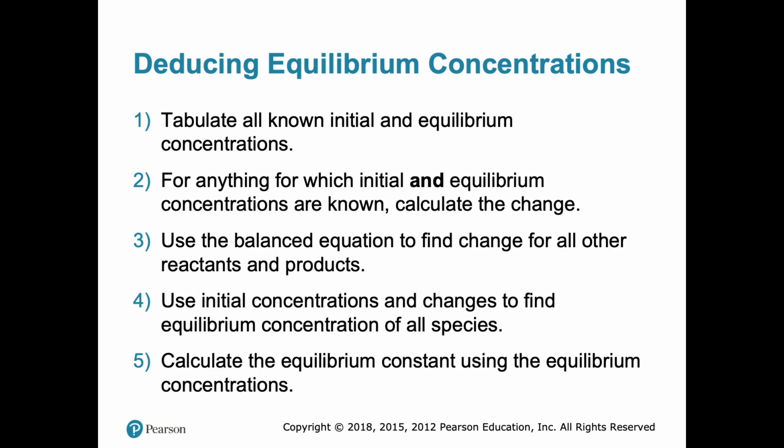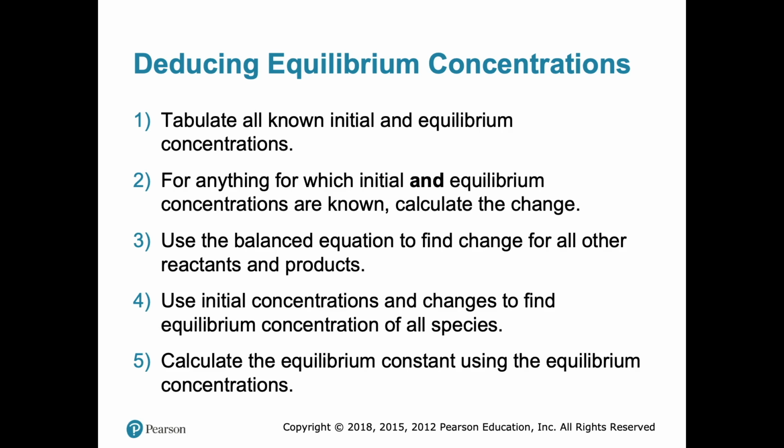After that, for anything for which an initial or an equilibrium concentration is known, you got to calculate the change. That change means how much of the initial concentrations has gone away, and how much of the new stuff has come in, has been made. Then use the initial concentrations and changes to find the equilibrium concentrations of all the species, and then calculate the equilibrium constant using the equilibrium concentrations, okay?